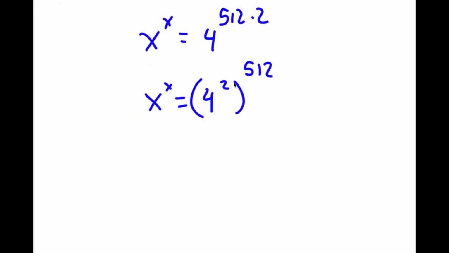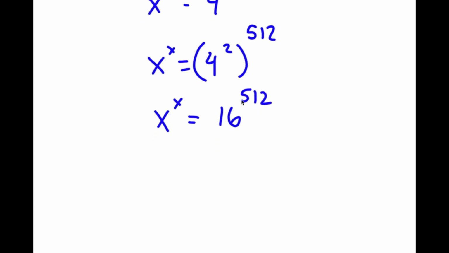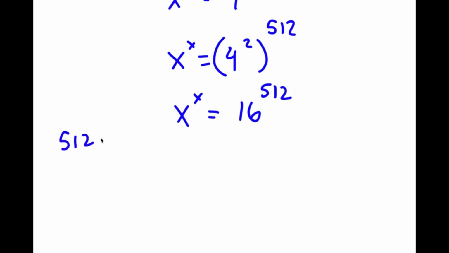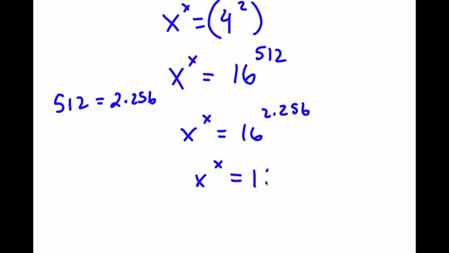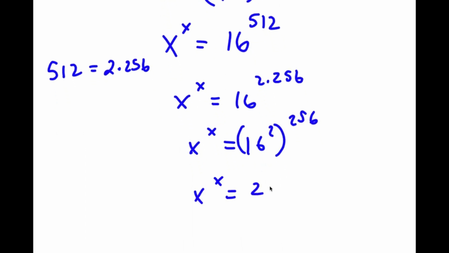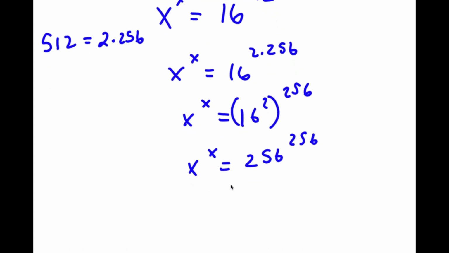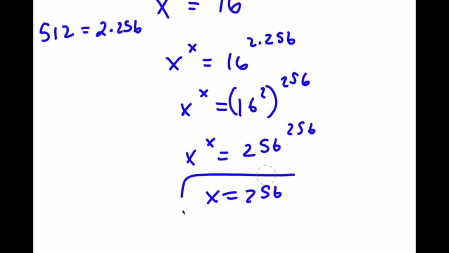Now again, 4 to the power of 2, that's obviously 16. So now I have x to the power of x is equal to 16 to the power of 512. Now I'm going to repeat the same thing again. 512, this is equal to 2 times 256. So now I have x to the power of x is equal to 16 to the power of 2 times 256, which is the same thing as 16 squared to the power of 256, which is the same thing as 256 to the power of 256, meaning x is 256.